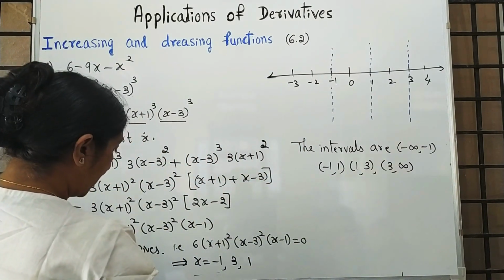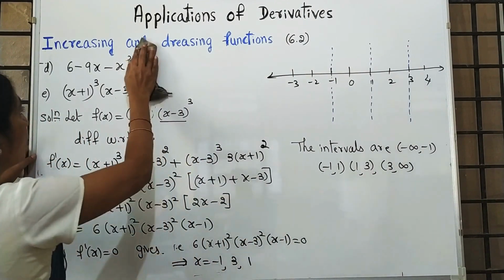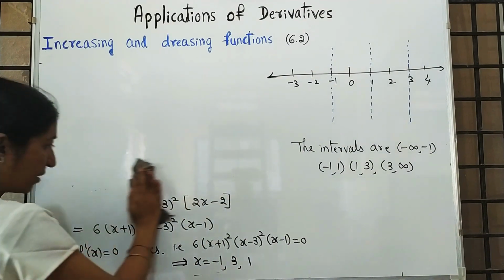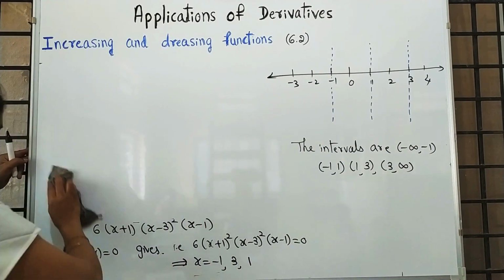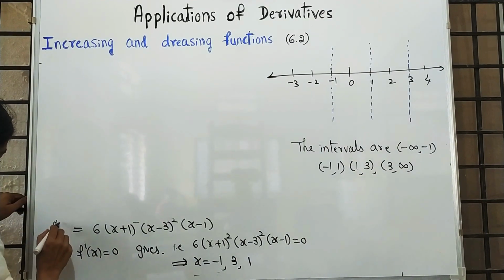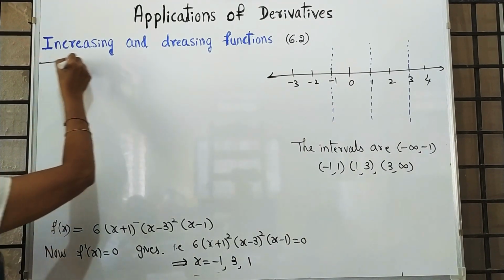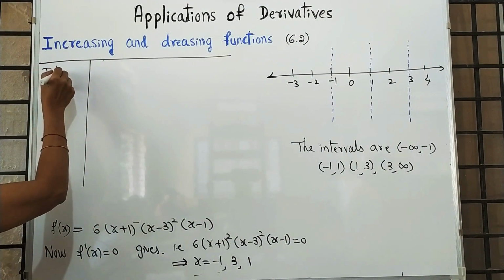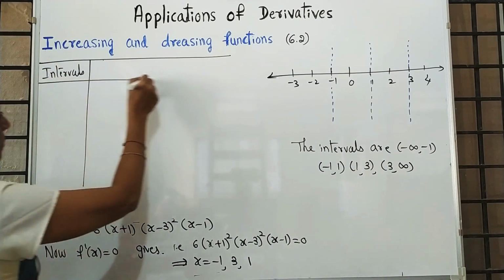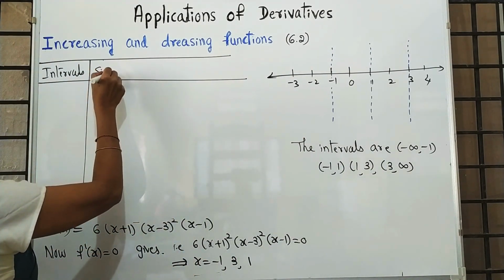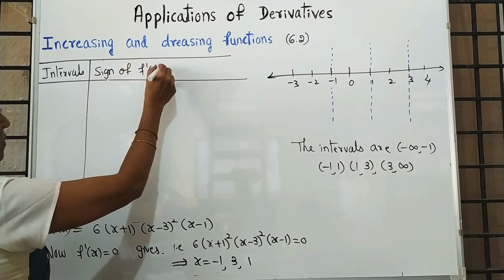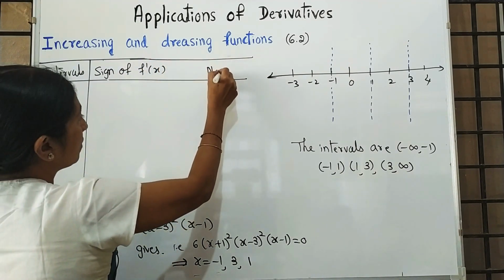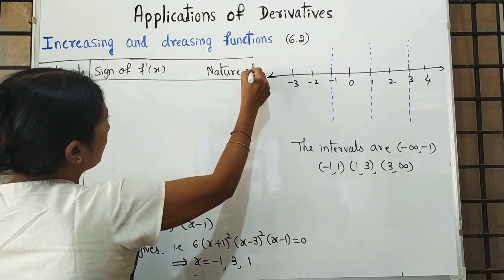Yes. After writing the intervals, we have to substitute these values in the first derivative, and depending on the first derivative sign, we have to see whether the function is increasing or decreasing. This is the first derivative. Now make the table. First column is for intervals. Second column is the sign of f dash of x. Third column is nature of f.